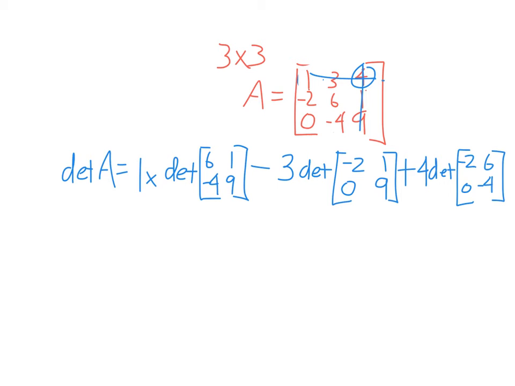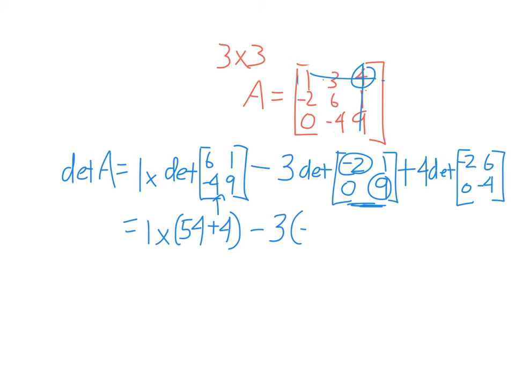All right, so the determinant of this matrix here, it's 1 times the determinant, which is just 6 times 9, which is 54, minus 1 times minus 4. So the determinant of that 2 by 2 matrix is 58. So we subtract 3 times the determinant of this matrix here, which is AD, which is minus 18, minus 1 times 0.